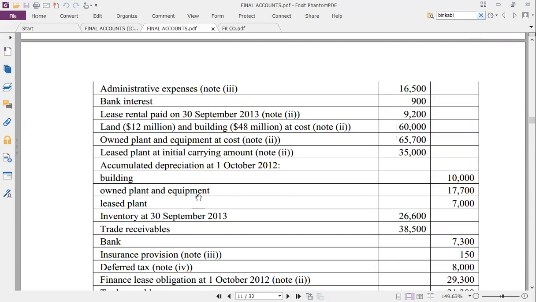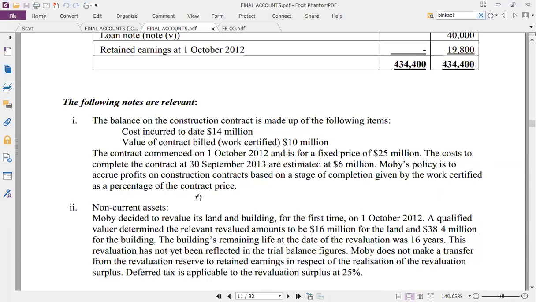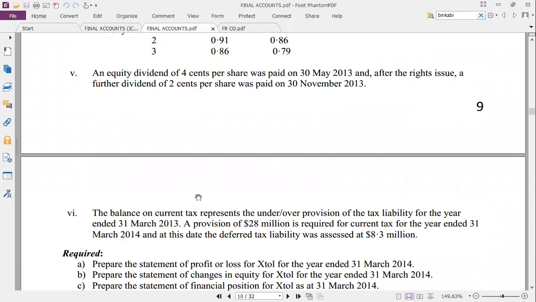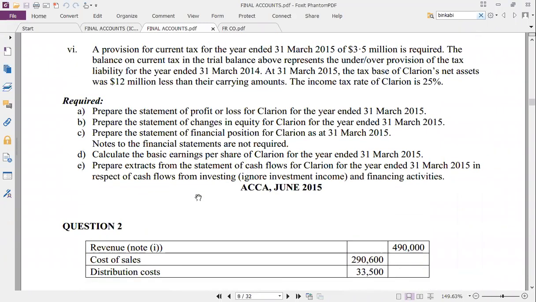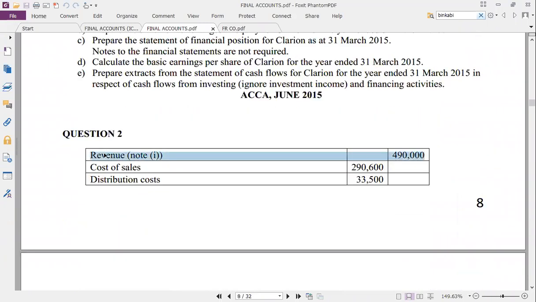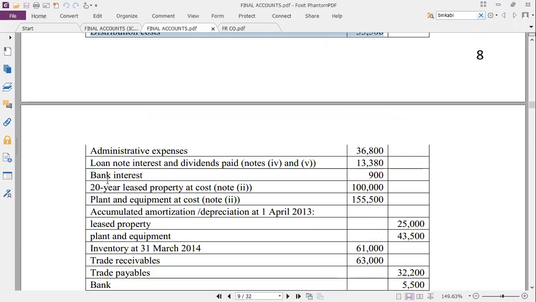Now, before I go to Mobi, is there any other item in the balance that will cause an issue? Let's scan the balance and see. Revenue, cost of sales, no. Distribution cost, you know where to go. Admin, you know where to go. This one has no note affecting it. Interest and dividend paid. Bank interest, finance cost. So in this question, the finance costs are the one that we had, which is the 3,676 plus the 2,000 plus the bank interest of 900.